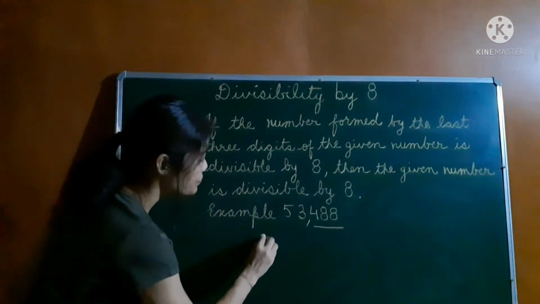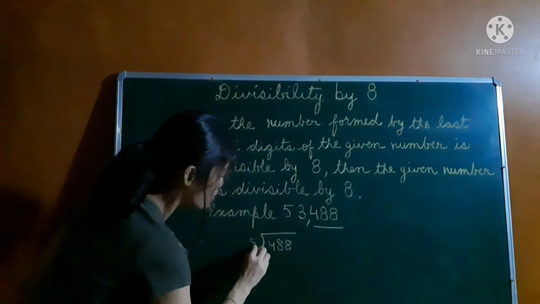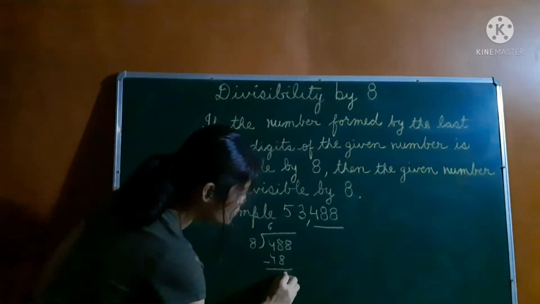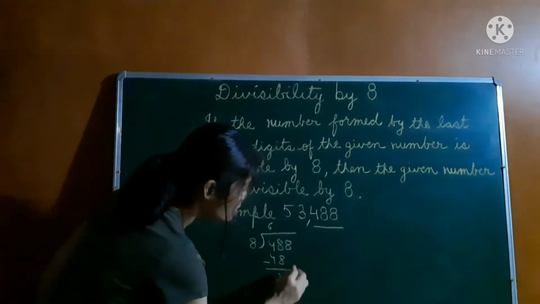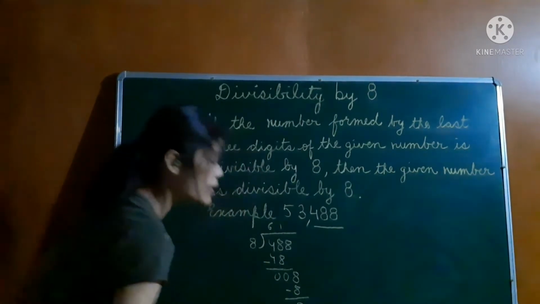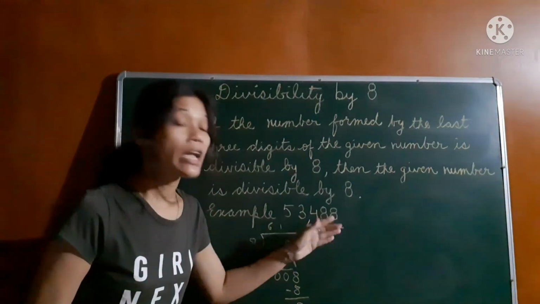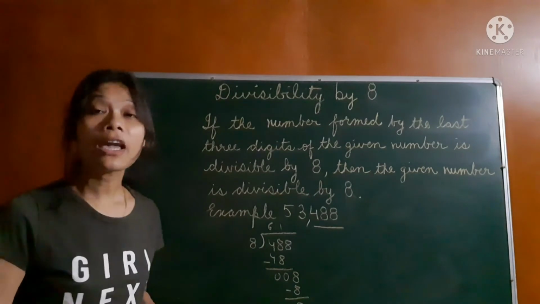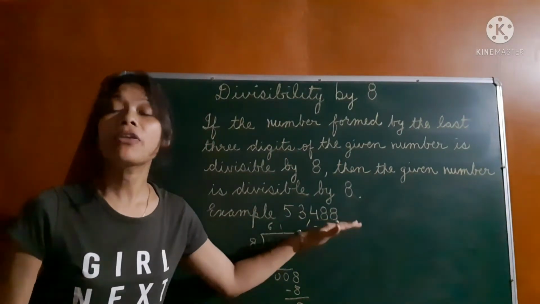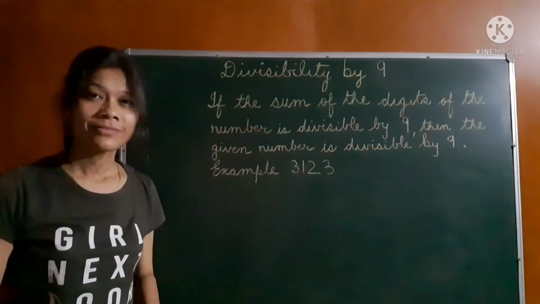So 480 divided by 8. 8 6s are 48. 8 0s are 0. And the remainder is 0. So it means 480 is divisible by 8, which confirms that 53,480 is divisible by 8.